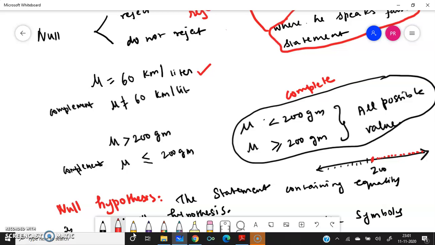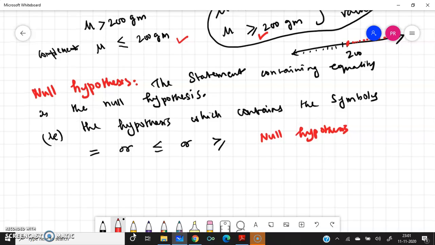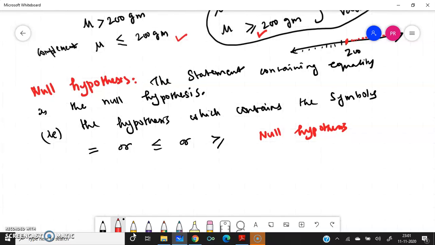So what are all null hypothesis here? This is null hypothesis which is equal to sign. Lesser than or equal to sign is the null hypothesis. Here greater than or equal to sign is there. So all these are null hypothesis. So you should have these signs equal to, greater than or equal to, or lesser than or equal to. That particular thing we are calling as null hypothesis. And whatever is the converse of this statement, that converse is treated as alternative hypothesis.